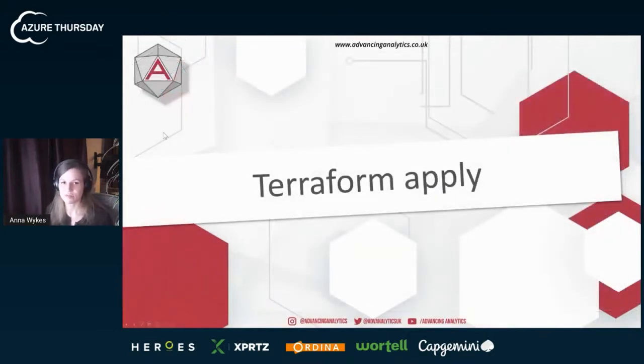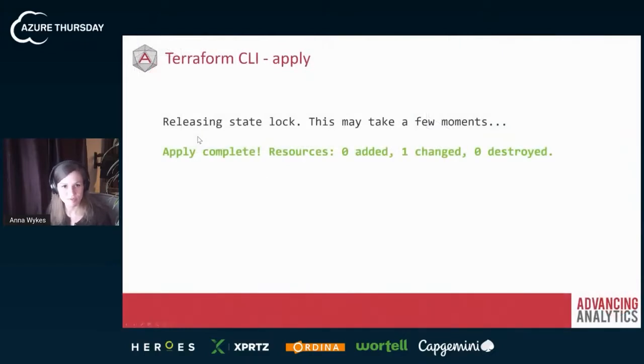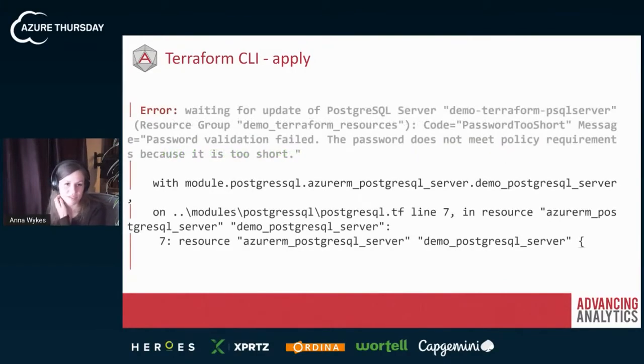So yes, moving on to our Terraform apply. So here's our example output, as I've shown you before with the other commands. It's telling me essentially I've done a Terraform apply, and this is just saying apply is complete, resources added none, 1 change applied, 0 destroyed, and happy text because it's green. What happens if it's unhappy? Well, here's an example.